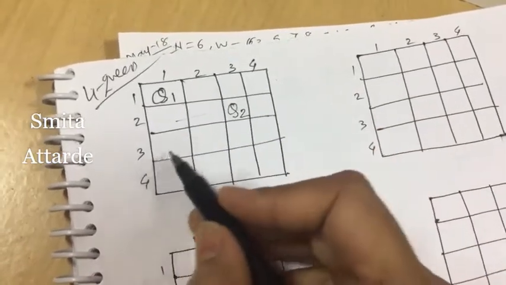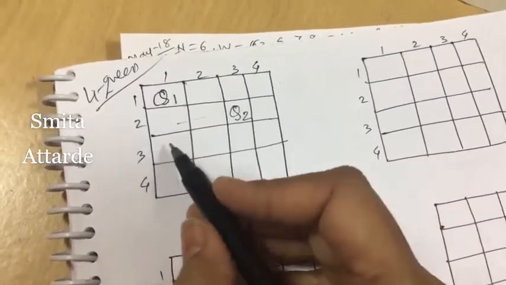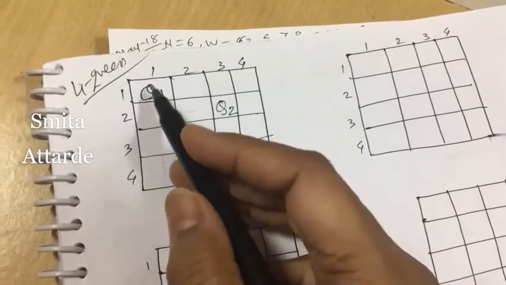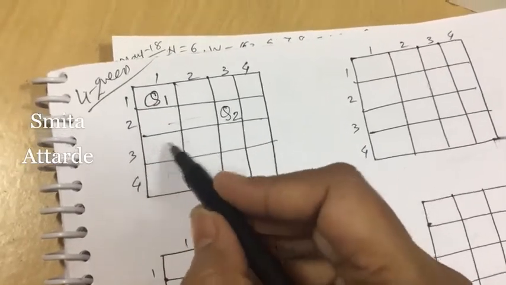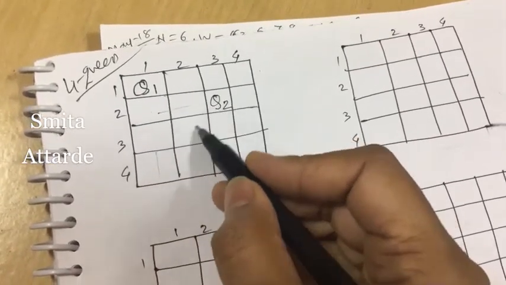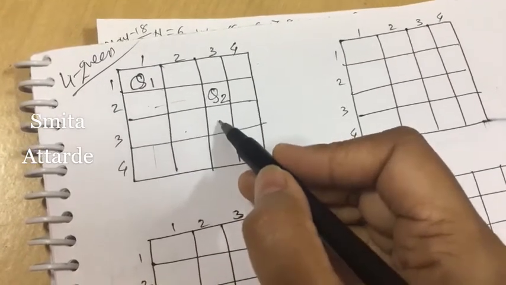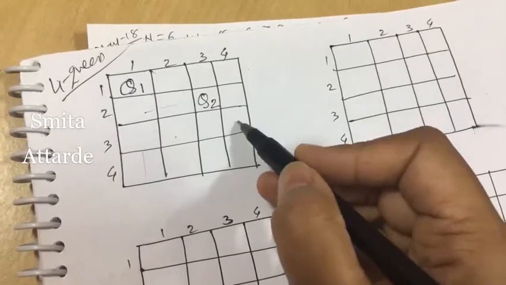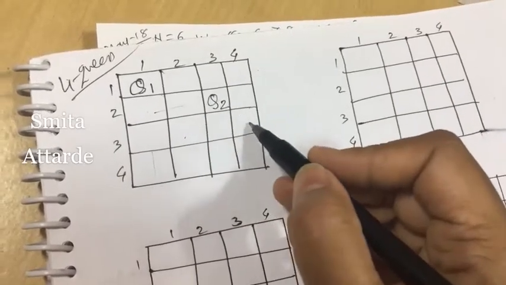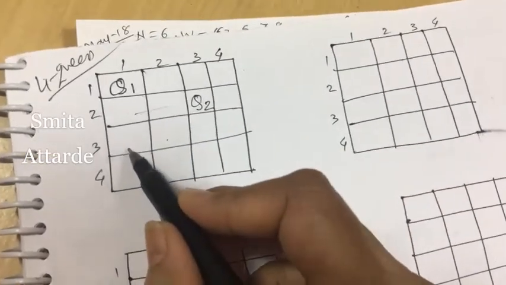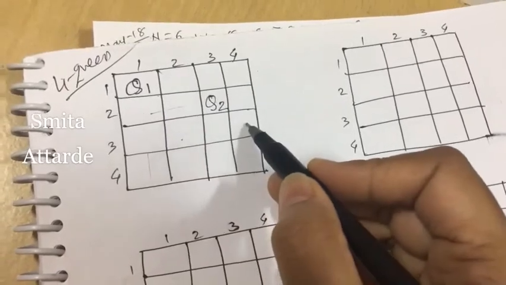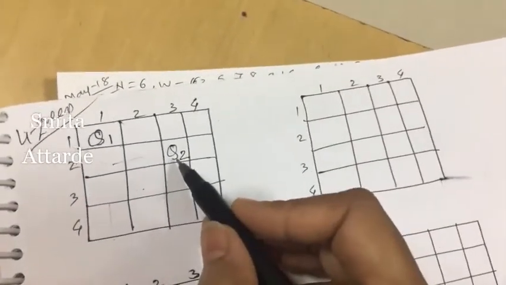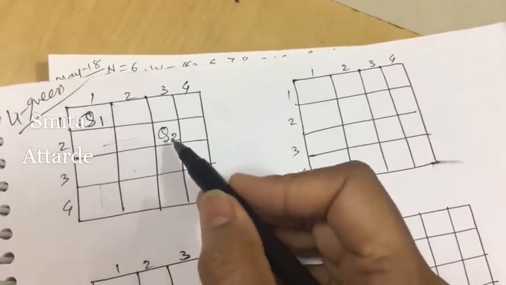Okay, now in the third row I have to place q3. I cannot place q3 here because it comes in the same column. I cannot place q3 here because it comes diagonal to q2. I cannot place q3 here because it comes in the same column of q2. I cannot place q3 here because it is diagonal to q2. So as you can see, there is no valid place left for q3. That means the choice made for q2 was wrong.